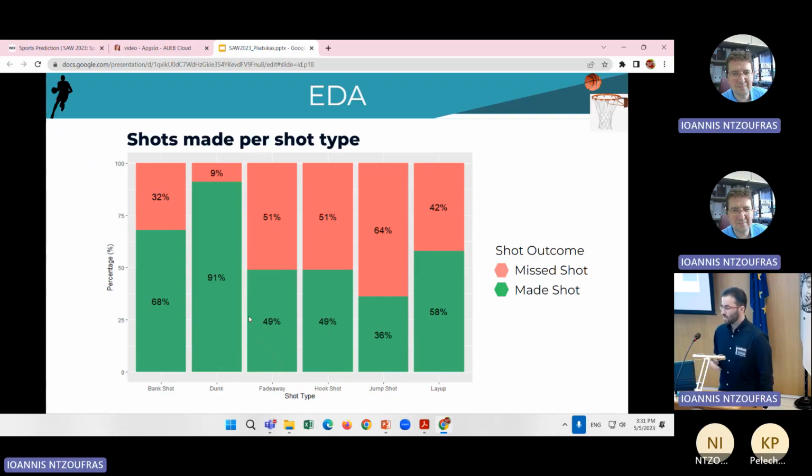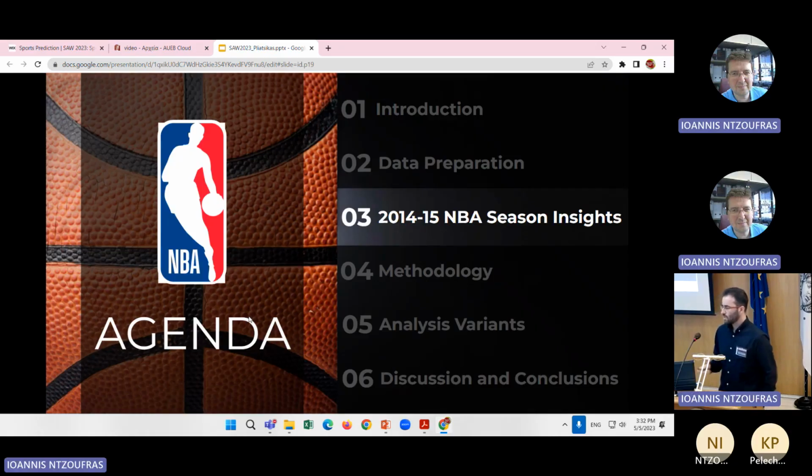From our exploratory data analysis, we observed that the dunks were by far the most effective shooting type, with more than 90% of them being made. As a result, we decided to exclude the dunks from our analysis to avoid any potential problems like overfitting. Let's now continue with the third chapter of our presentation.